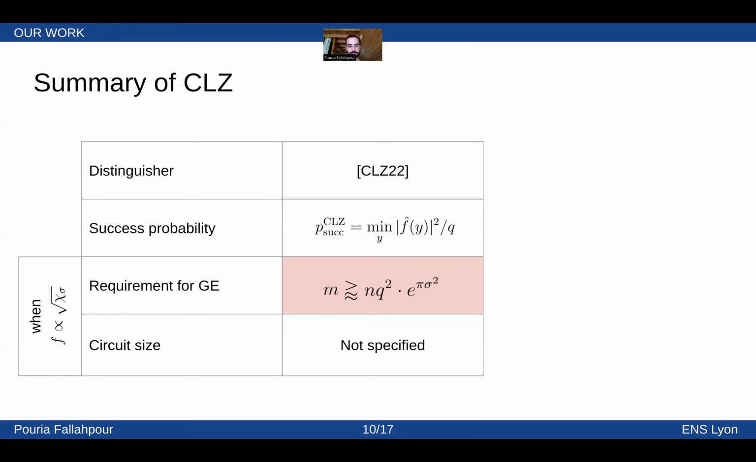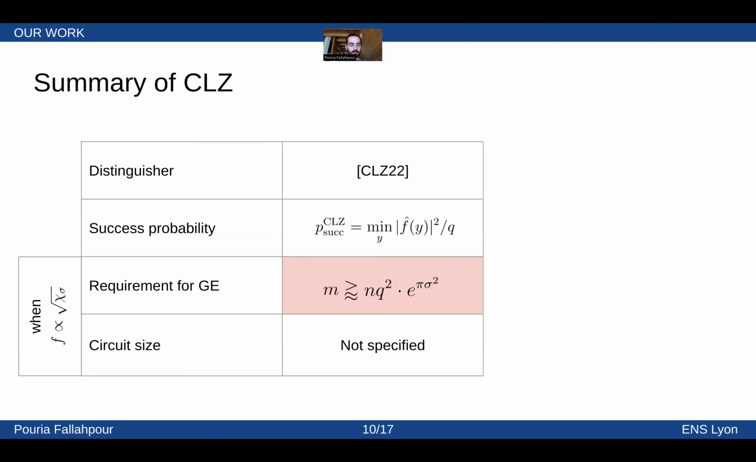So this has two issues. First, the lower bound is exponential in the standard deviation, and for a typical choice of standard deviation, which is usually equal to N or a polynomial of N, this is exponential. And moreover, in some applications like a SNARK, Q is also chosen to be exponential. So this lower bound is the product of two exponential quantities, and this is not good.